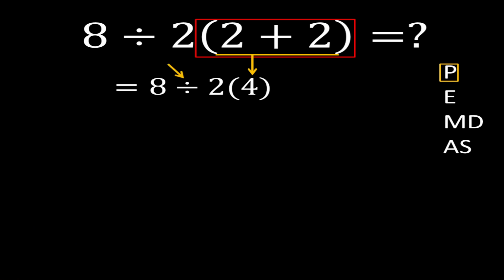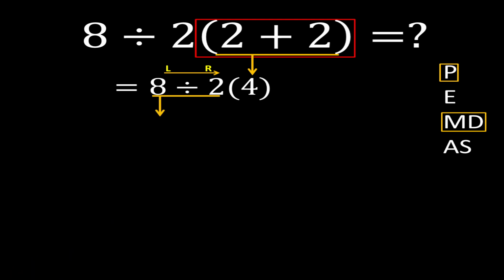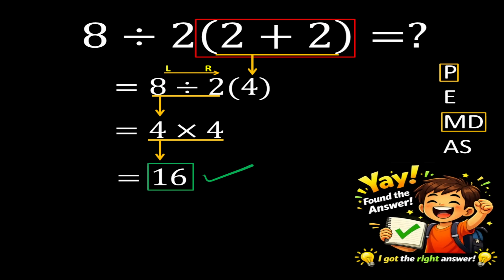Now here we have one division and here we have one multiplication. So according to the PEMDAS rule, multiplication and division both have equal priority. So we have to solve it from left to right. So first we have to solve this division. So 8 divided by 2 is equal to 4. Now 4 times 4 is equal to 16. So the correct answer is 16, right?